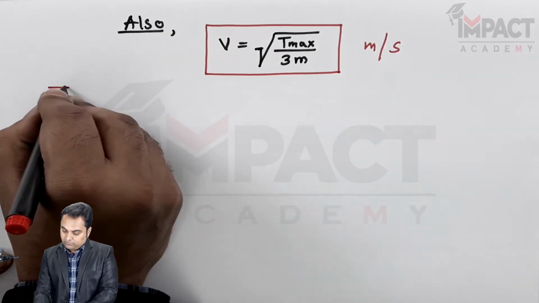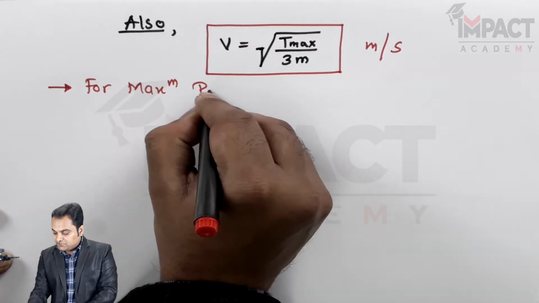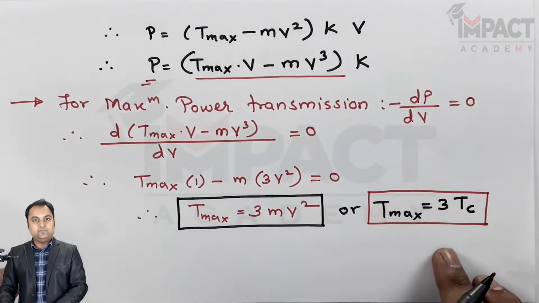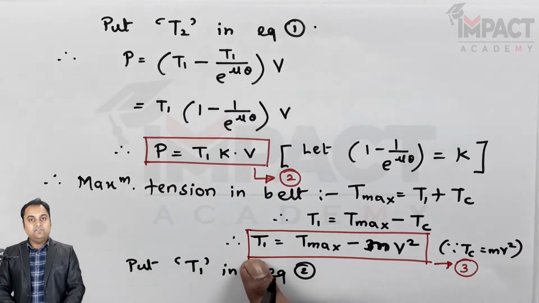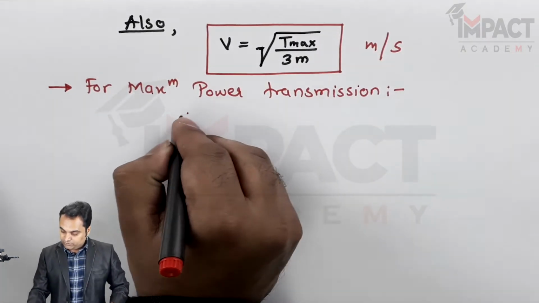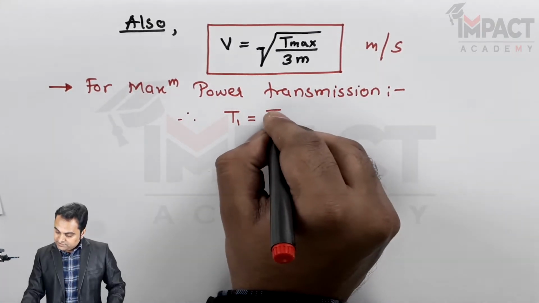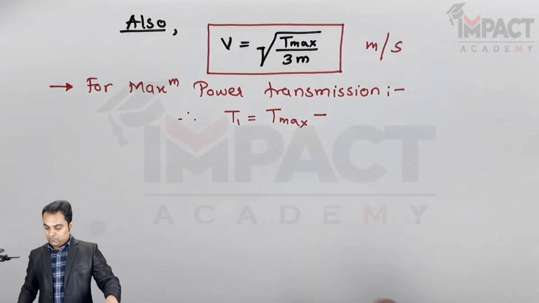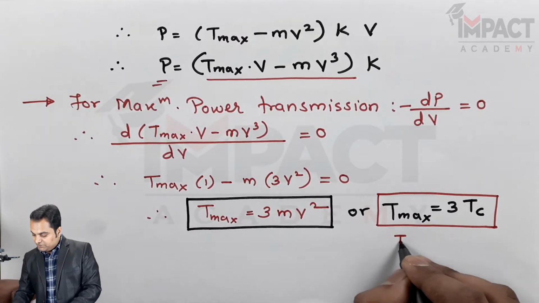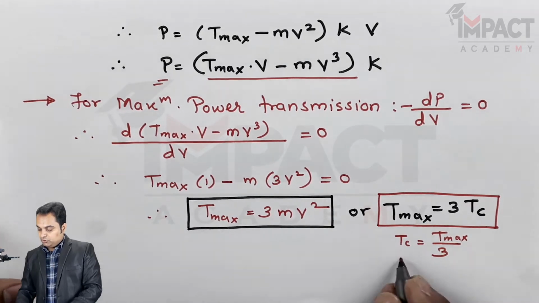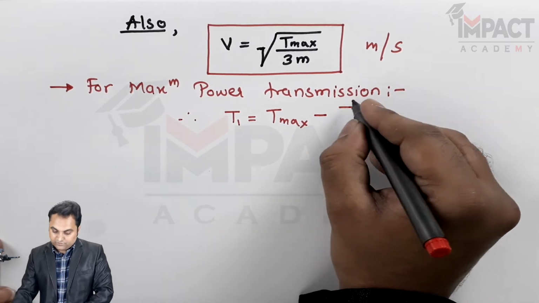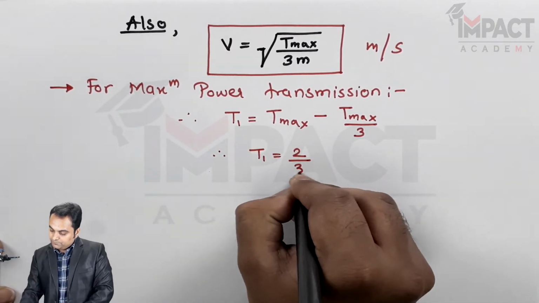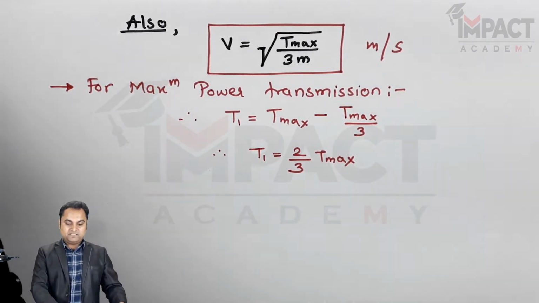So I am going to write down that for maximum power transmission, we know that Tmax is 3 times Tc, which is the centrifugal tension, and in equation number 3 we have T1 in the form of Tmax, so I'll put the value here. So T1 will be equal to Tmax minus mv square, which is centrifugal tension, and we know that for the maximum power transmitted condition, this centrifugal tension will be Tmax upon 3. So I am putting this value, that mv square is nothing but centrifugal tension, which is Tmax divided by 3. So in other words, T1 will be 2/3 of Tmax. That's the condition for maximum power transmission.